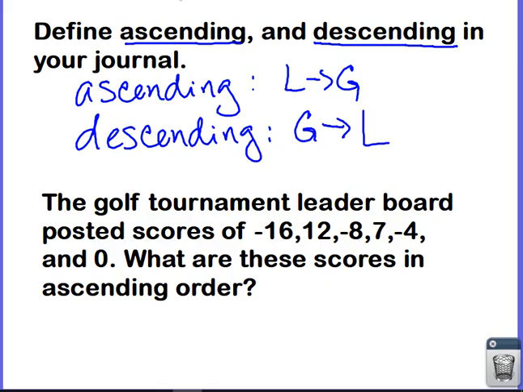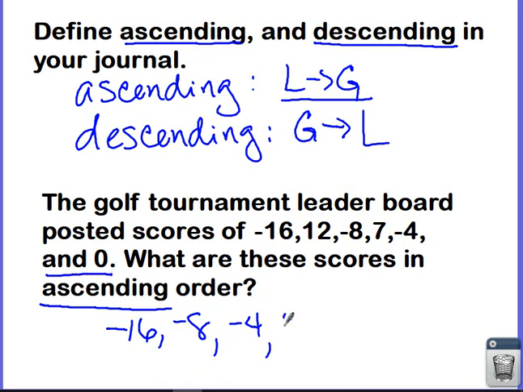So the first thing that we look at then is, what order am I looking for? I'm looking for ascending. And ascending means least to greatest. So I want to know the smallest number, or the number that's farthest to the left on the number line, all the way to the farthest to the right. So when we look at the number set, we see that negative 16 would be first, then negative 8, then negative 4, then, and don't forget about the 0, then 0, then 7, then 12.